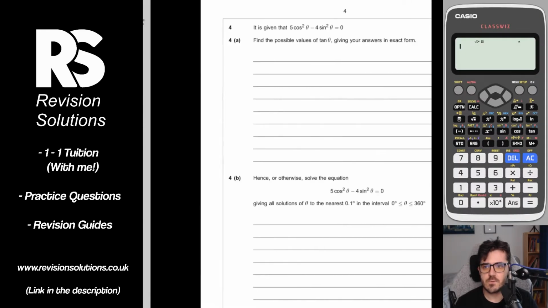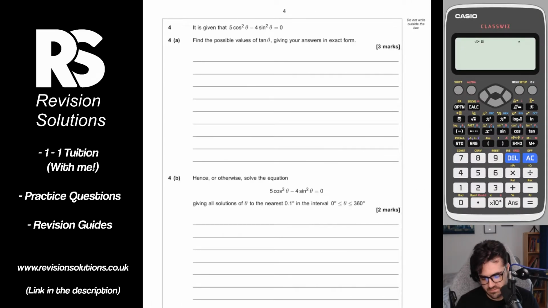Moving on now to question 4. It says, it is given that 5 cos squared theta minus 4 sine squared theta equals 0. Find the possible values of tan theta, giving your answer in exact form. Well, to start thinking about tan theta, we know there's an identity that tan theta is identically equal to sine theta over cos theta. So we want to start dividing by cos theta, really, if we want to introduce tan theta. So if we divide everything by cos squared theta, that's going to go very nicely for us.